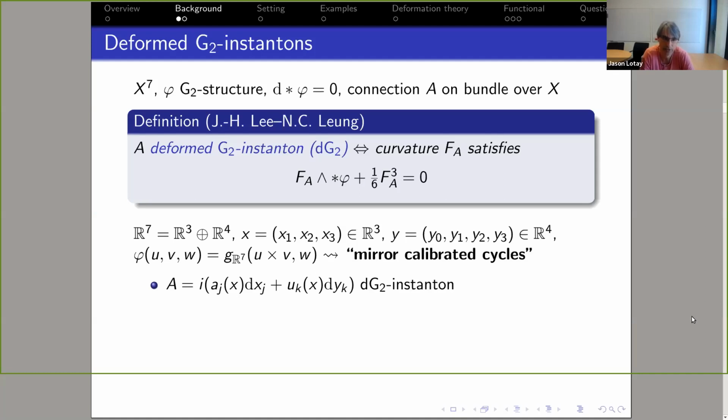And what Lee and Jung say is that's true if and only if, well, if I look at the components here, the u's, they give me a map from R3 to R4. So I can look at the graph of u, and I find that it's associative inside R7. And then what's true about the remaining piece, you can think of that as a connection on that associative, which has to be flat. So you have a pair of an associative graph and a flat connection.